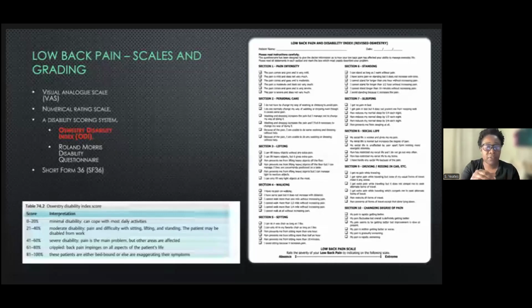The interpretation of the final score, as I said, you can see on the left. A score greater than 45% is essentially completely disabled, and a score in the teens is very functional. So we can see on the left-hand side, 0 to 20 is minimal disability, and the patient can actually cope with daily activities. However, someone who has 41 to 100% can range from severe disability with other areas affected, or these patients are particularly bedbound or else exaggerating their symptoms.